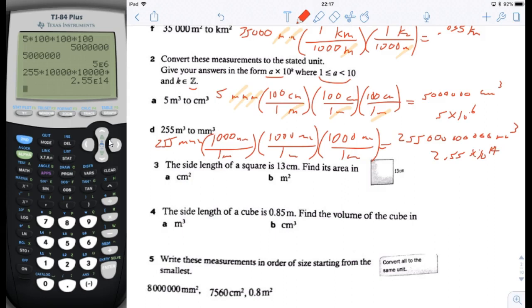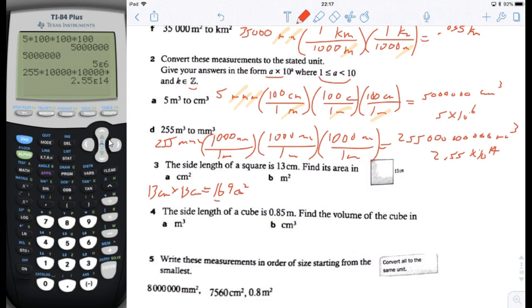Okay. All right. 3. The side length of a square is 13 centimeters. Find its area in centimeters squared and meters squared. So if I wanted to find the area of this, it's going to be length times width, or 13 centimeters times 13 centimeters. That gives me, if I put it in the calculator, 169 centimeters squared, right?